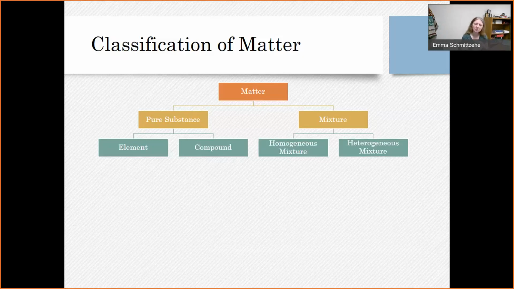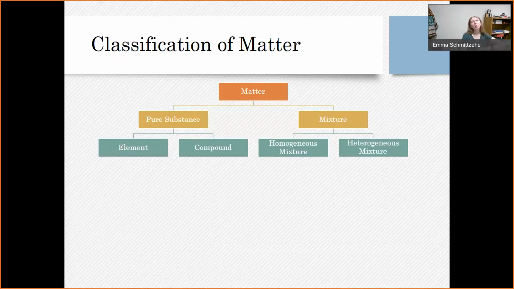Whereas in a heterogeneous mixture, all of those different components are going to be dispersed differently. There might be one portion of that sample that has more of substance A than substance B. So it may not be mixed uniformly, and that is usually part of how we can visually see that. And so those are your differences.